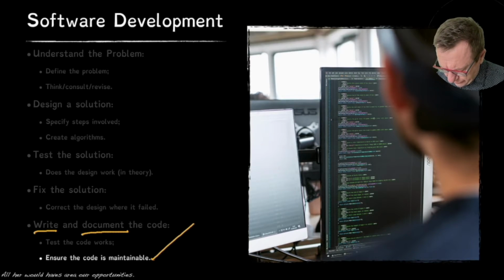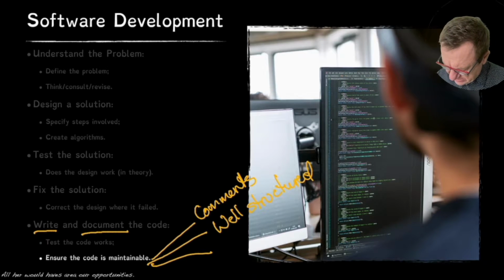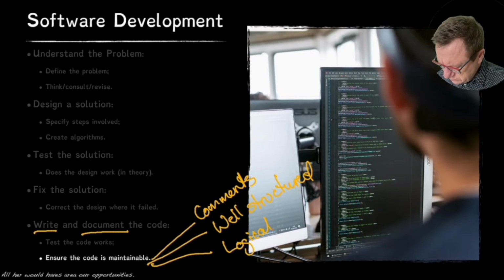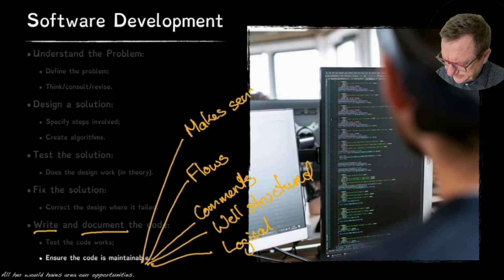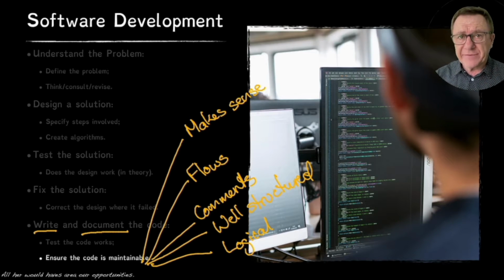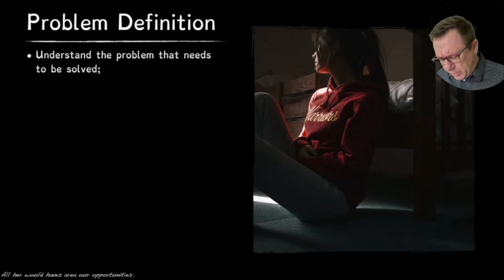And we do this through things that we're going to see later on, like comments that we'll write. It's well structured. All right, it's important that it's well structured. Okay, it's logical. It flows. And it makes sense. These kinds of things are what help make our code maintainable. Maintainable so that others who come after us can actually know what's going on and then fix, add, modify it.